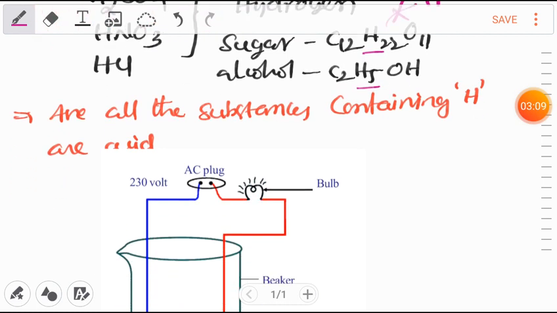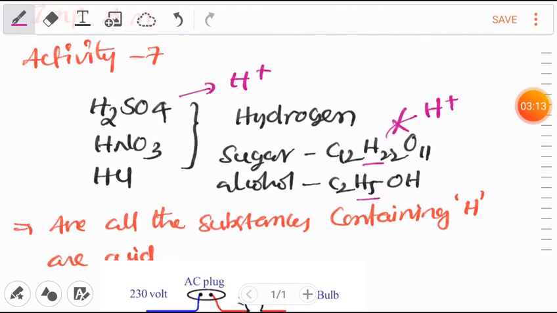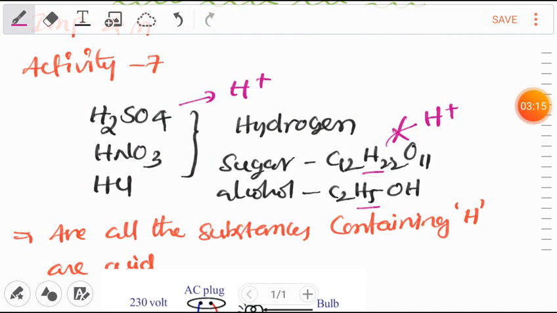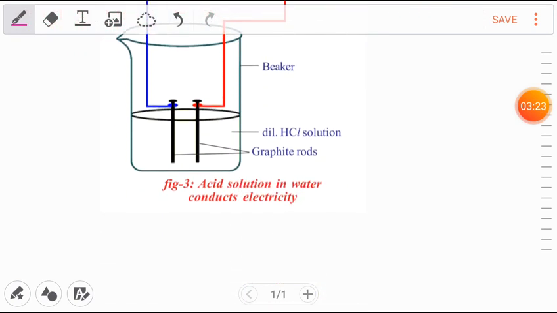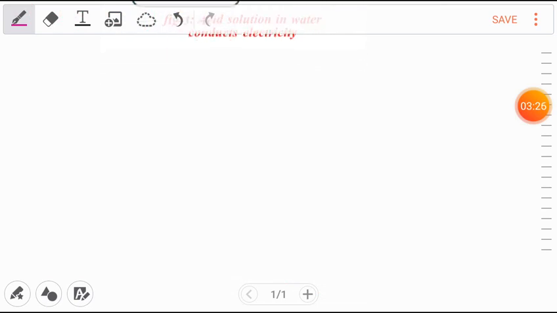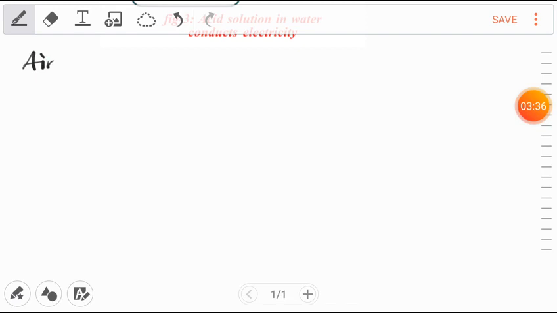So how can we do the test? If H plus ions are released when you take the solution in the beaker, the bulb will glow. Why? Because to conduct electricity, ions are needed. That is the experiment. I will write it point-wise. First, what is our aim?